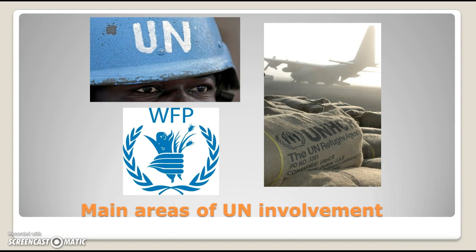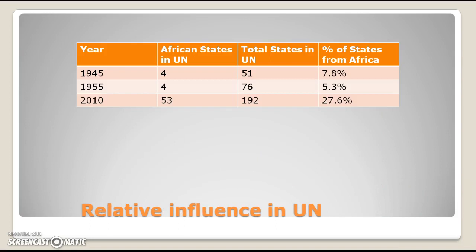But the relative influence in the UN has definitely changed over time. So here is a very brief chart. Obviously, there's only three pods here. So you're looking at what Africa looked like in the UN when the organization was founded in 1945: 4 independent African states, and 7.8% of the total.